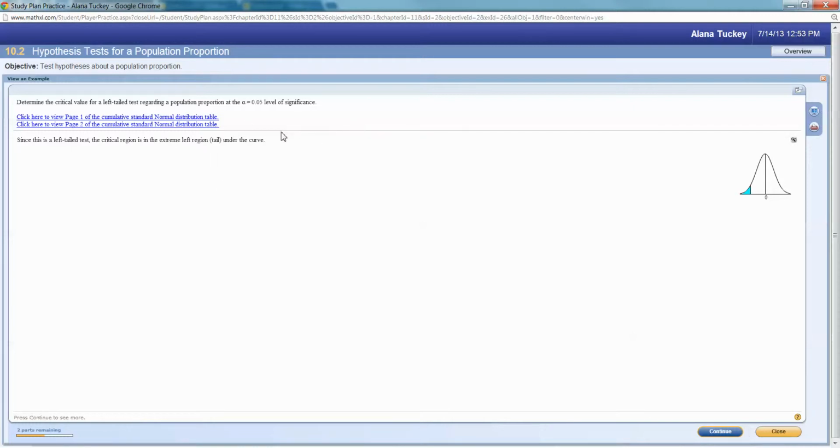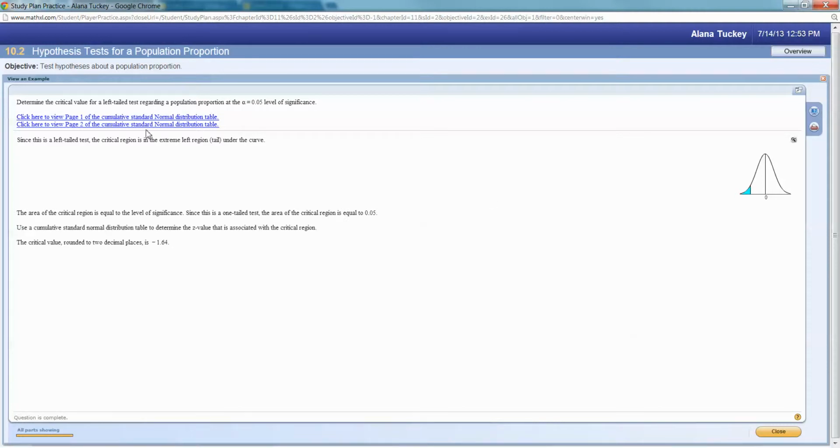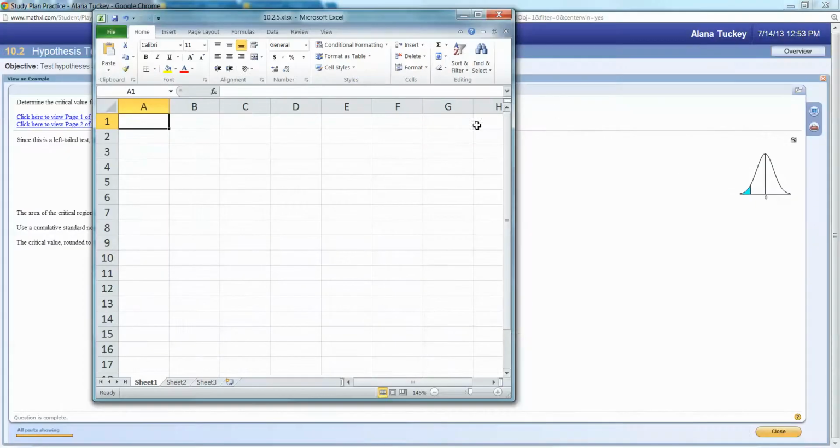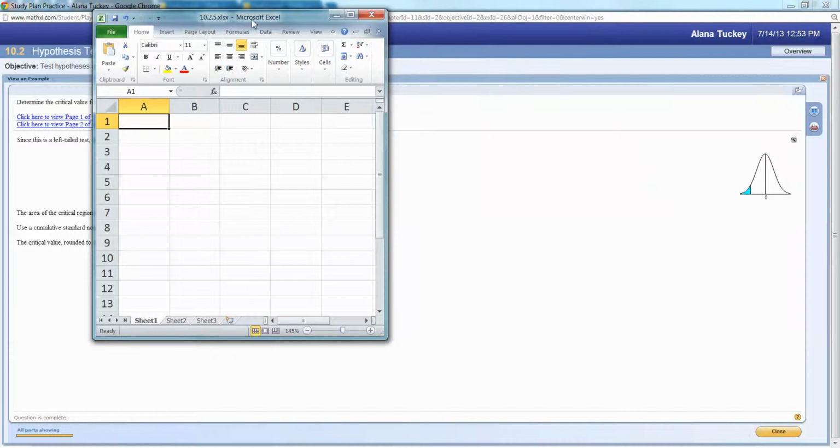Now, there are a lot of ways to do this, so we're going to do it a variety of ways. They're going to show probably the table way. I'll hold off on the table because it's kind of the least important way that we know. But let's look at our lovely Excel program right here.